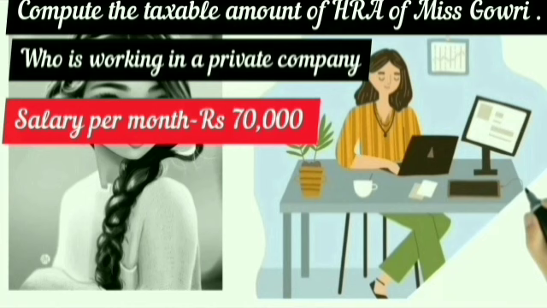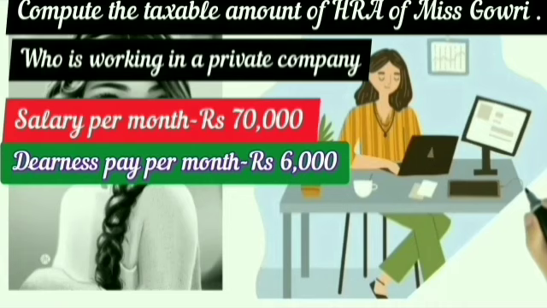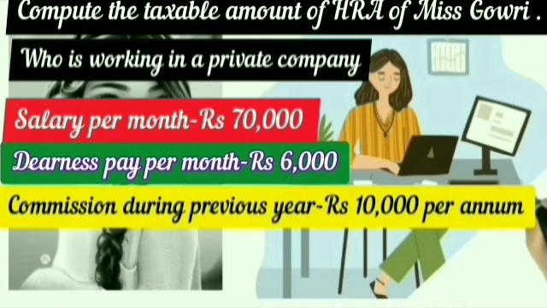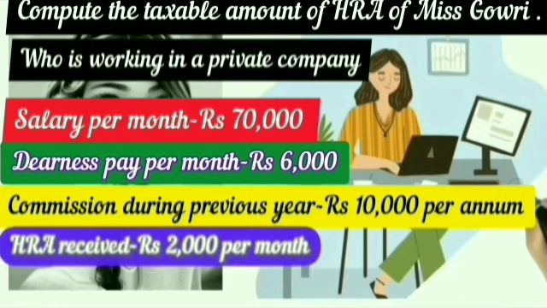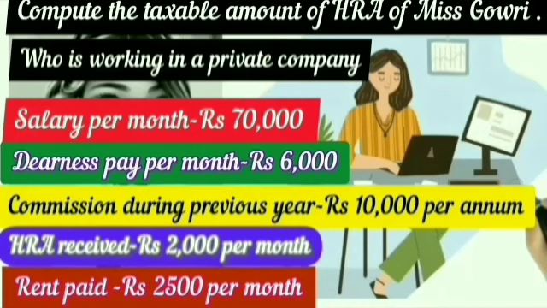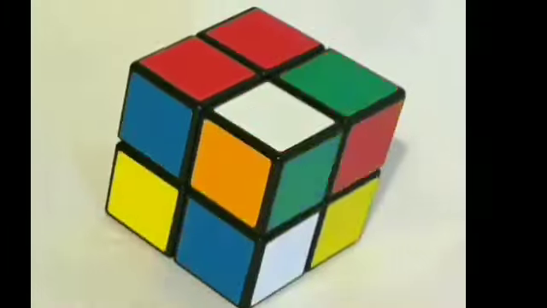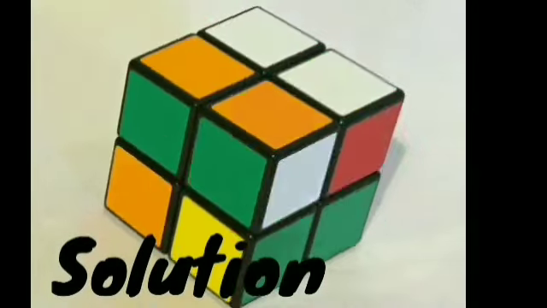Salary received per month, rupees 70,000. The dearness pay per month, rupees 6,000. Commission during the previous year, rupees 10,000 per annum. HRA received rupees 2,000 per month. Rent paid rupees 2,500 per month. Come on, let's solve the problem.